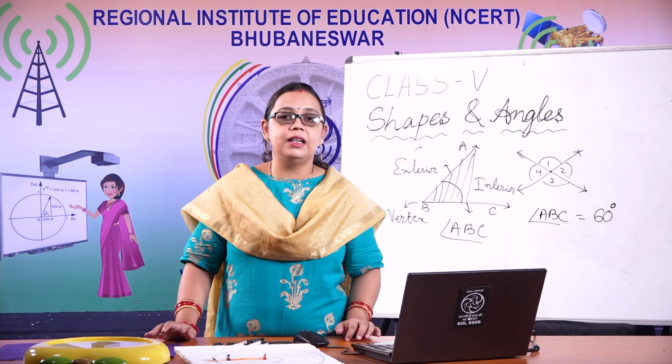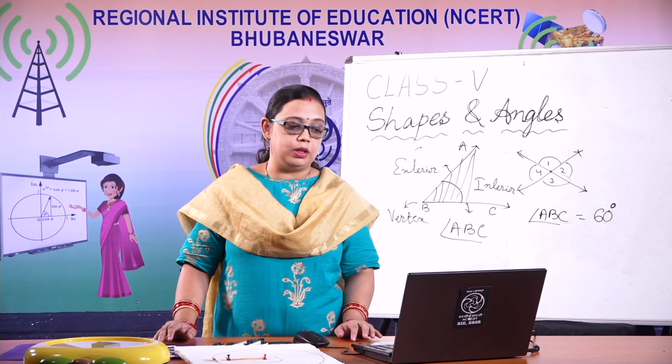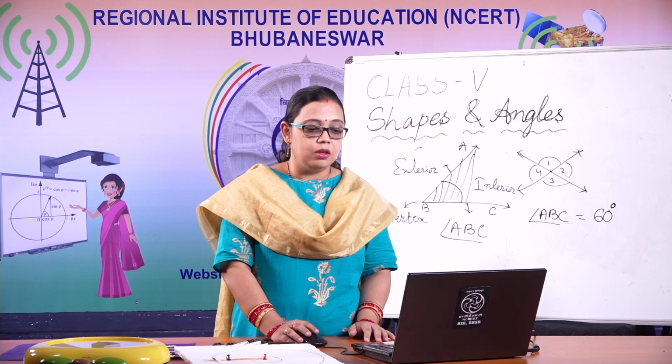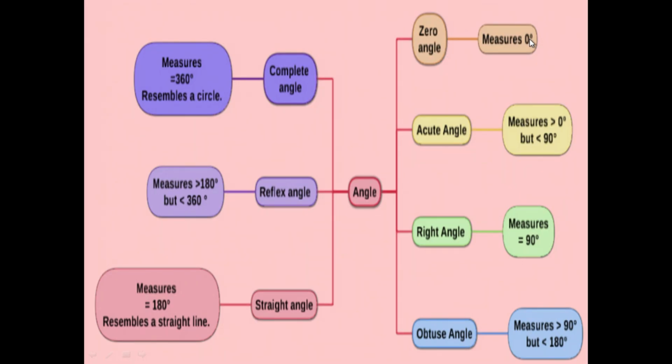So children, let us summarize what we have learned today. We have learned the types of angles, that is zero angle which measures 0 degree, acute angle which is greater than 0 degree but less than 90 degree. Then we learned about right angle which is exactly equal to 90 degree. Next, obtuse angle which measures greater than 90 degree but less than 180 degree. Next is our straight angle which resembles a straight line and measures exactly 180 degree.